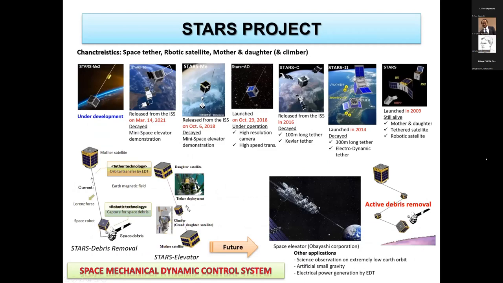Okay, this is the final slide. We launched six satellites, and now we are developing this STARS Me-2 CubeSat. And our goal is to apply these missions to space debris removal and also space elevator. This is the future image. Thank you for your attention.